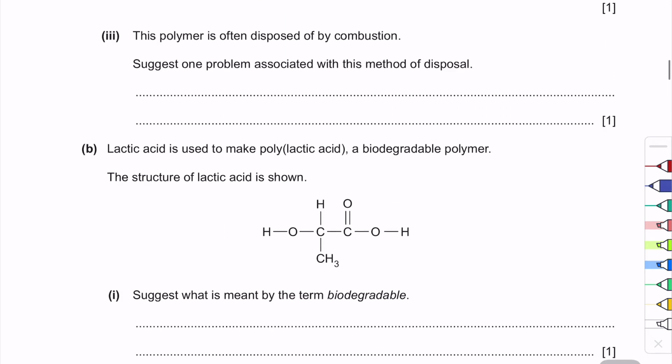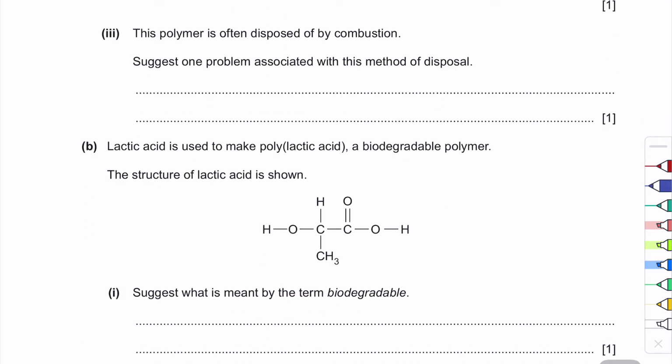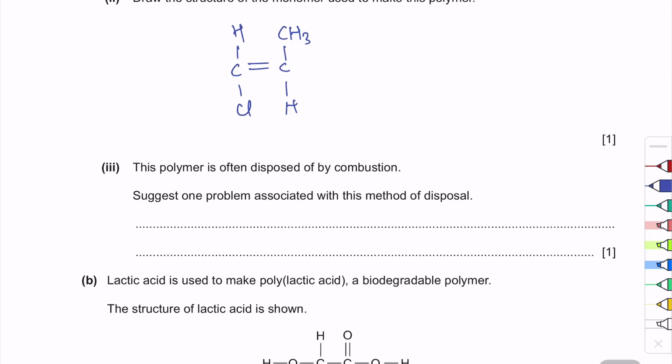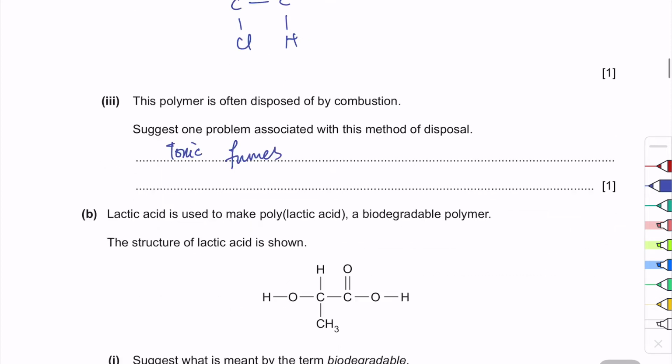This polymer is often disposed of by combustion. State one problem associated with this. Basically it has chlorine in it. So when it burns, it can provide HCl or other acidic fumes. So they can be poisonous, they can be toxic. So that's why we shouldn't do this. So the problem is toxic fumes.